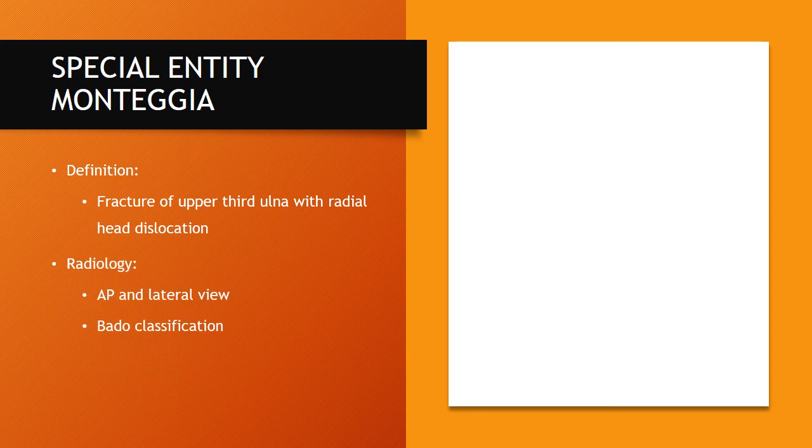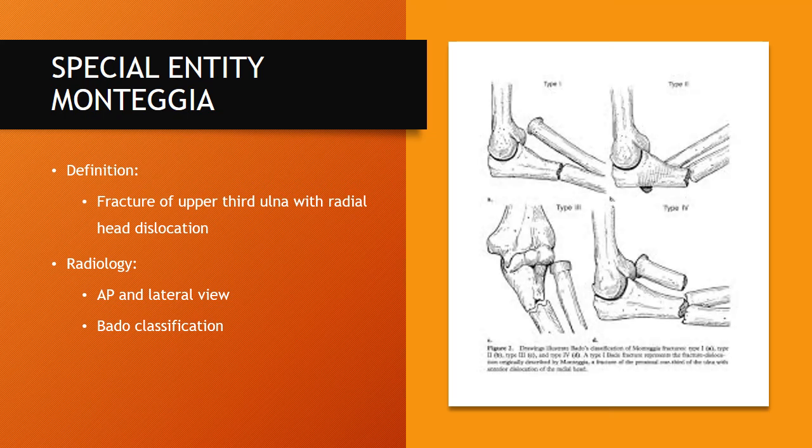Of course, we are doing the anteroposterior and lateral views to detect the type of the fracture according to the Bado classification. Bado classification has classified this into four types. Type 1, in which the head of the radius is displaced anteriorly. Type 2, the head of the radius is displaced posteriorly. Type 3, the head of the radius is displaced laterally. This means in the coronal plane.